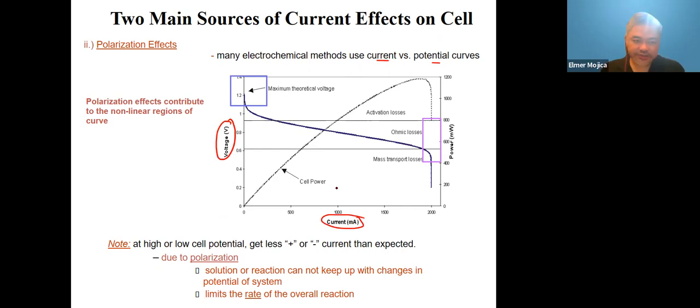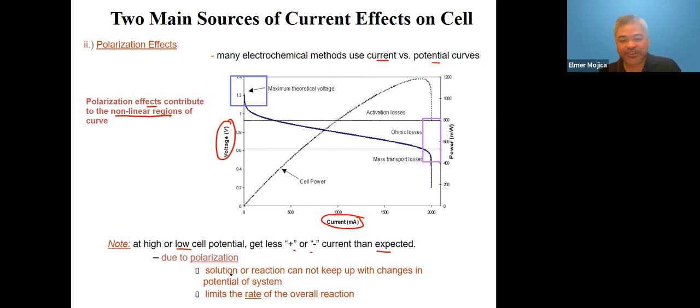Okay, yung term kasi na polarization refers to the deviation of the electrode potential from the value predicted by the Nernst equation. So if you're going to look at these, polarization effects contribute to the nonlinear regions of the curve. Okay, so nag-deviate siya. So usually at high or low cell potential, you get less positive or negative current than expected. And this is due to polarization.